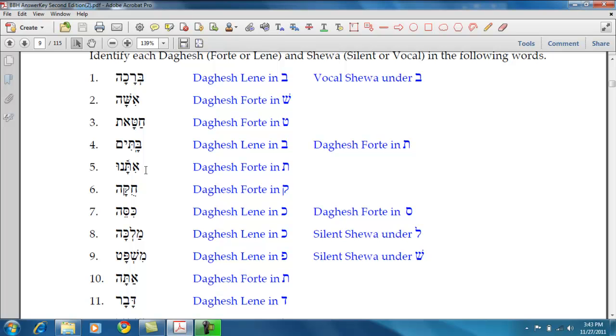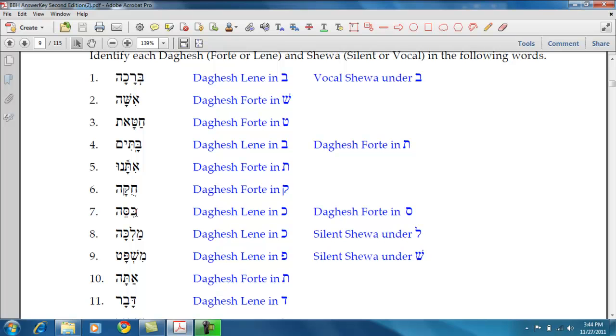Number 5 is itanu. You have basically a doubling dagesh, a dagesh forte, in the tav here. It is a begadkefat letter, but it is following a short vowel right here. It is following a vocal vowel, and so it is a doubling dagesh. Number 6, chukah. You have the dagesh forte because kof is a non-begadkefat letter. It has to be a double dagesh, or dagesh forte.